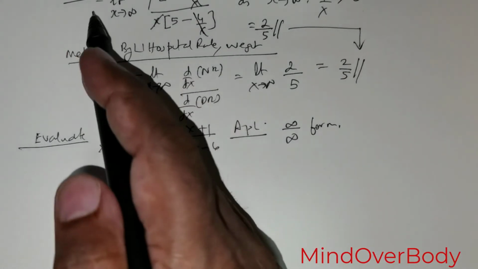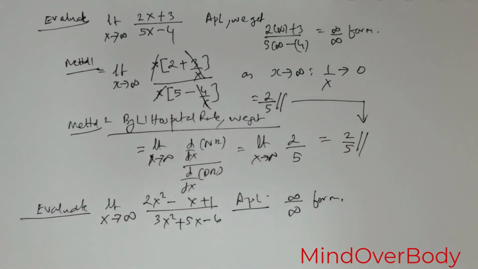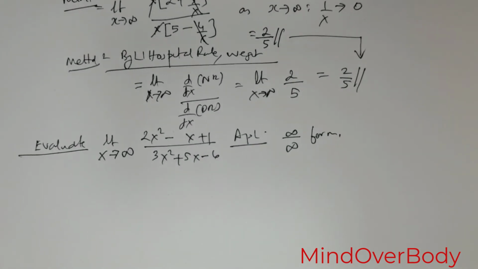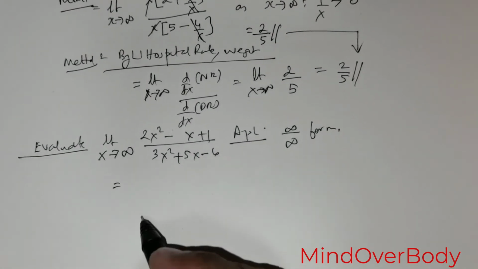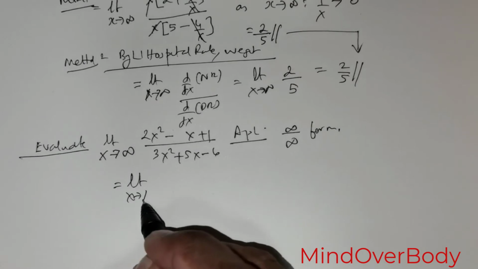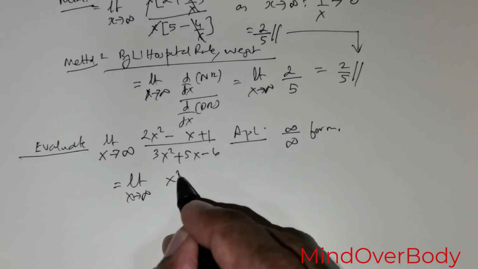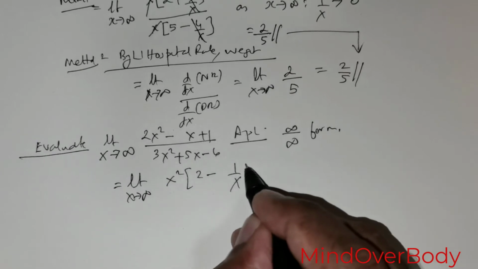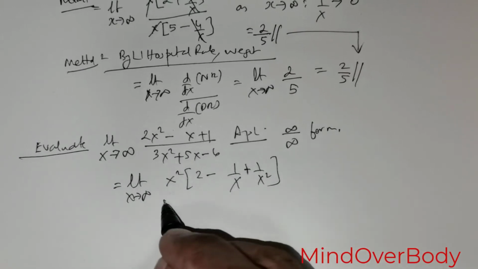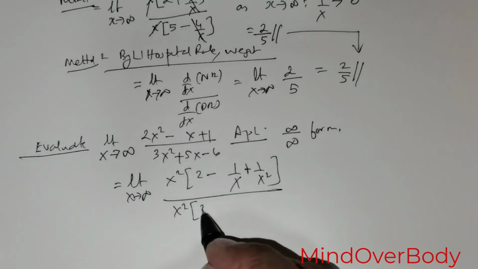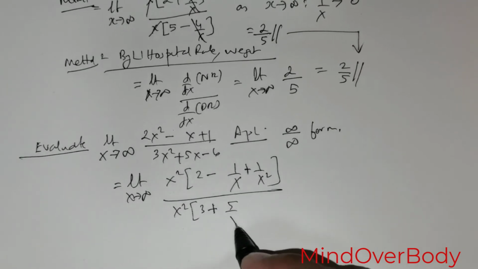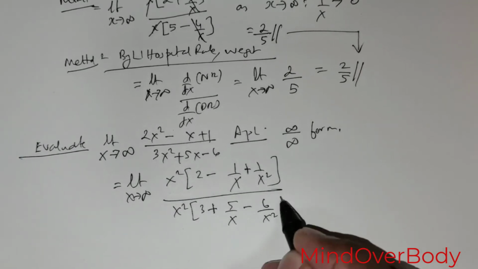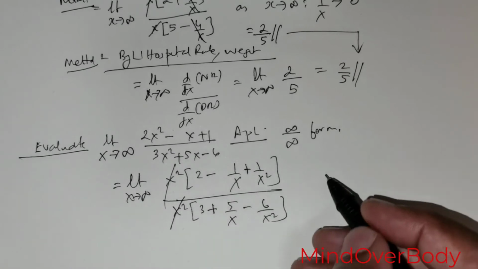Now I will be using method 1, which I've just shown you here. So according to that method, this is going to be limit x tending to infinity of, I take x squared out, so this is going to be 2 negative 1 over x positive 1 over x squared, divided by, I take x squared out, 3 positive 5 over x negative 6 over x squared. So x squared can be cancelled.